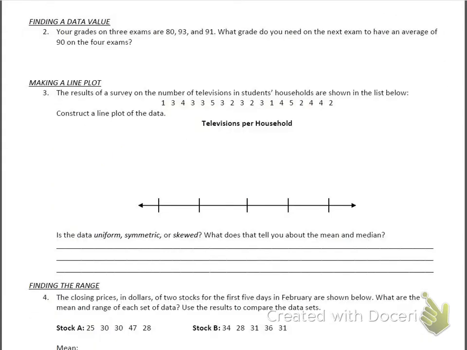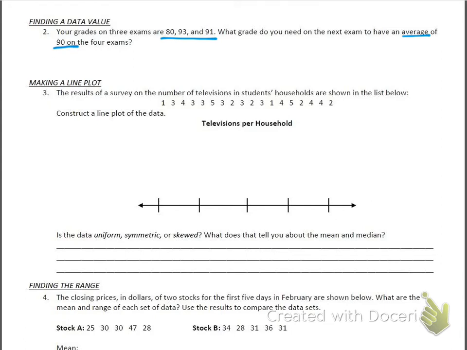Finding a data value. This actually comes in handy for you guys. You will do this a lot throughout your academic career. So example 2, we're just going to do it together really quick. Your grades on 3 exams are 80, 93, and 91. I'm going to underline those. What grade do you need on the next exam to have an average of 90 on the 4 exams?